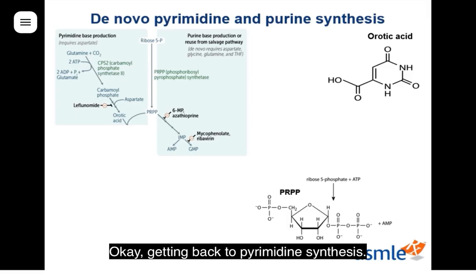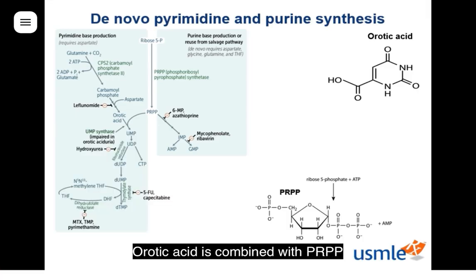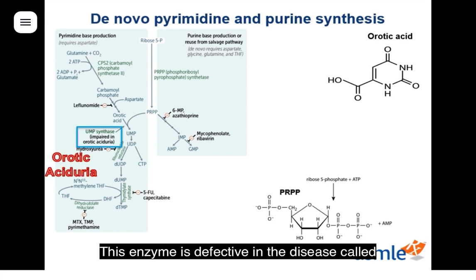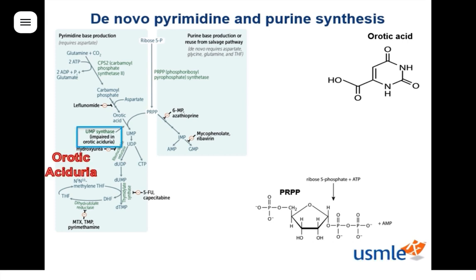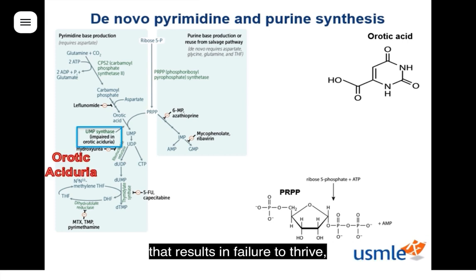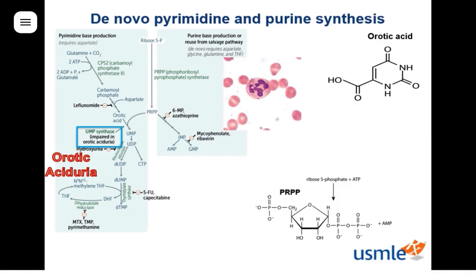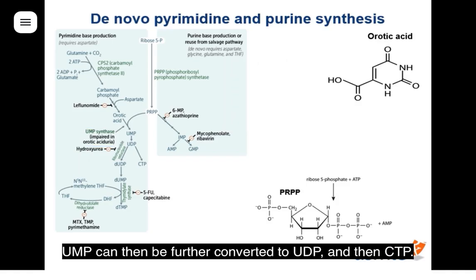Okay, getting back to pyrimidine synthesis. Orotic acid is combined with PRPP with the help of the enzyme UMP synthase in order to form UMP. This enzyme is defective in the disease called orotic aciduria, which causes a buildup of orotic acid that results in failure to thrive, developmental delay, megaloblastic anemia. Unlike ornithine transcarbamylase deficiency, which we just went over, you do not see symptoms of hyperammonemia. UMP can then be further converted to UDP and then CTP.